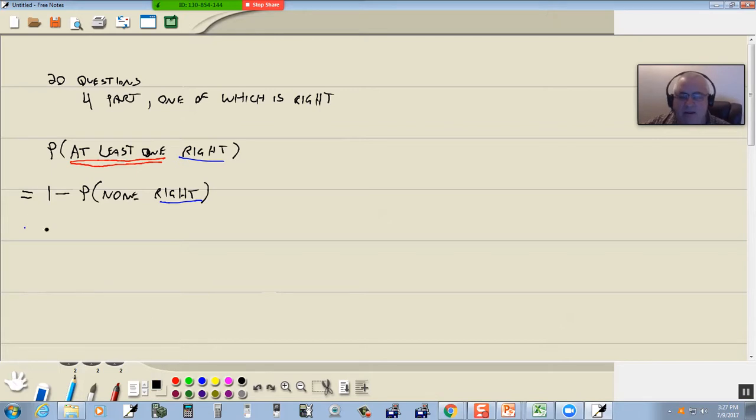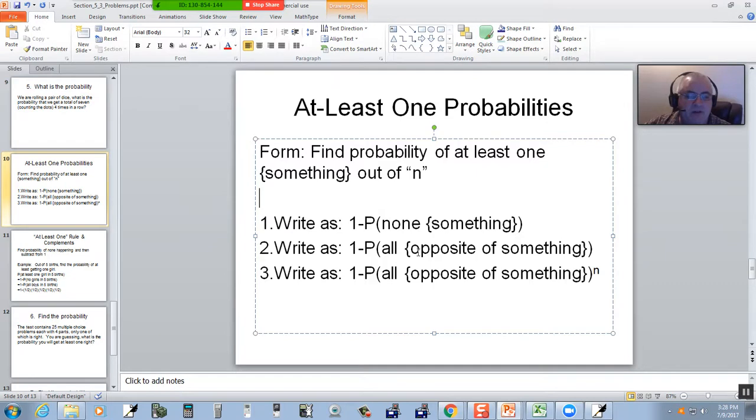Then we're going to rewrite it as 1 minus probability of all, and then we change right to the opposite of right, which is wrong. So at this point in time, this here changed the opposite meaning, and we rewrote none as all. And it's always that way. You always rewrite as 1 minus probability of all.